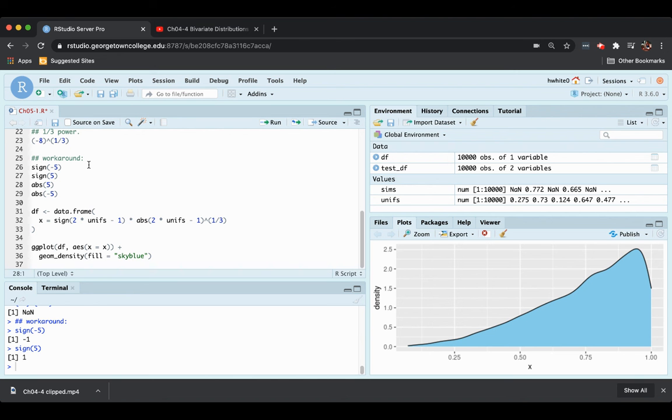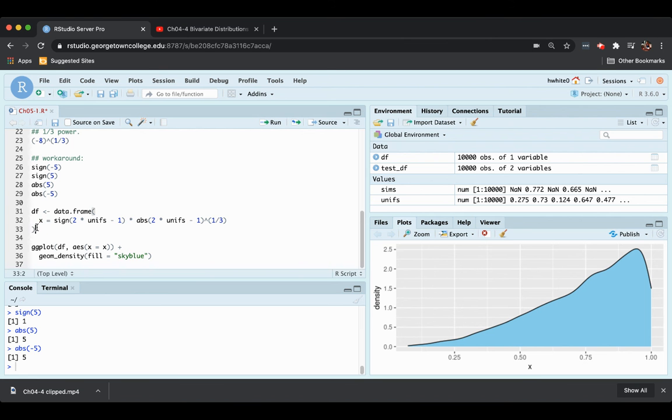Now another function that's in R is absolute value, abs. Absolute value of 5 is itself, 5. Absolute value of -5 is 5. I can use absolute value and sign together to get it right.